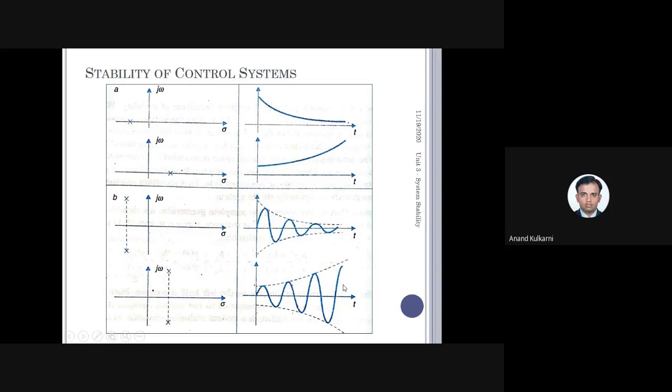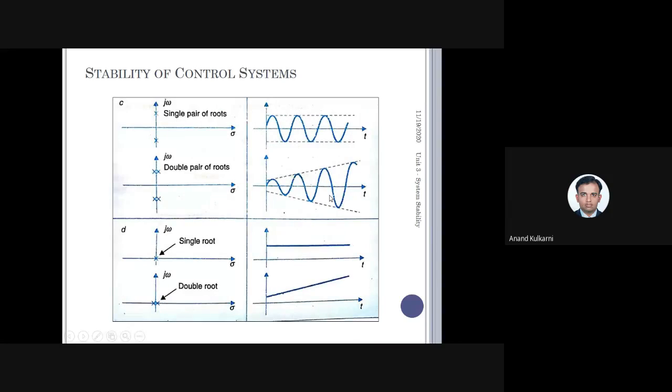So take the case of our second order underdamped system. It has two poles which have both real and imaginary part. The real part is sigma, the imaginary part is j omega. If it is an underdamped system, the response is oscillatory. If it is an overdamped or critically damped system, the response is non-oscillatory.